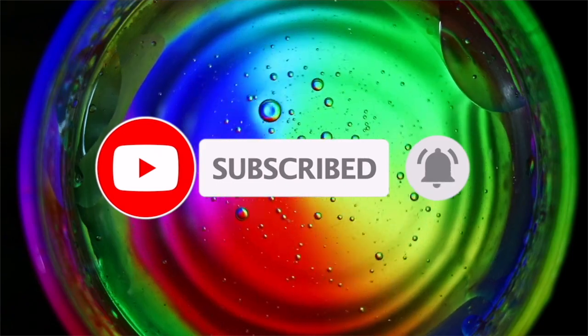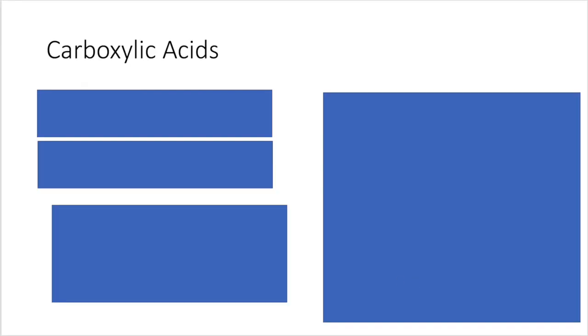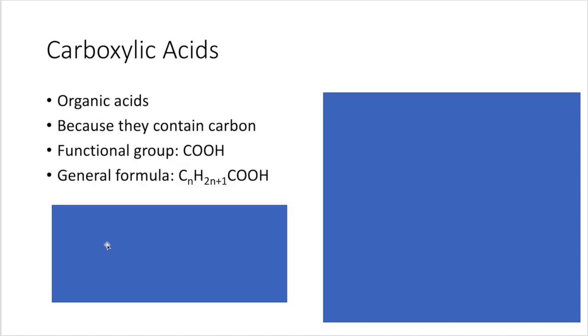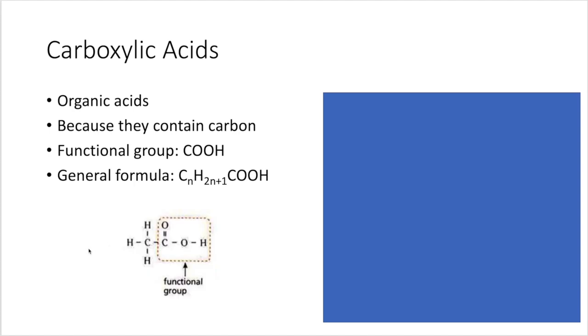The topic in this video will be carboxylic acids. This is a class of acids which we call the organic acids because they contain carbon, and the functional group will be the COOH. Briefly mentioned in the earlier video, it's made from oxidation of alcohol.